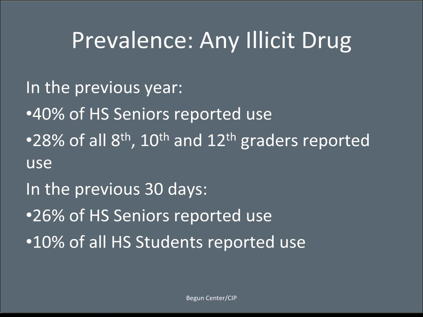Any illicit drug in the previous year. So the last slide we looked at was, by their senior year, have they ever tried anything? This one is maybe a little bit more useful to us, saying, in the last year, how many students reported use of any kind? So 40% of all high school seniors reported use of some kind in the last year. 28% of all 8th, 10th, and 12th graders combined reported use. And then in the last 30 days, so over the last month, 26% of high school seniors reported that they had used something, and 10% of all high school students reported that they had used something.